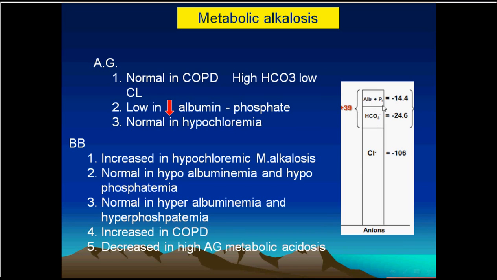The buffer base is normal in hypoalbuminemia and hypophosphatemia, which are associated with a concomitant increase in the bicarbonate, so the two together will be the same, 40, so no change. Normal in hyperalbuminemia also, the same thing. Hyperalbuminemia, hypophosphatemia will be associated with a concomitant increase in the bicarbonate, so the buffer base will be the same. Increased in COPD for sure, as the bicarbonate will be increased at the expense of chloride, so the buffer base will increase. Decreased in high anion gap metabolic acidosis. In high anion gap metabolic acidosis, there is something which reacts with the bicarbonate, so the buffer base will decrease.